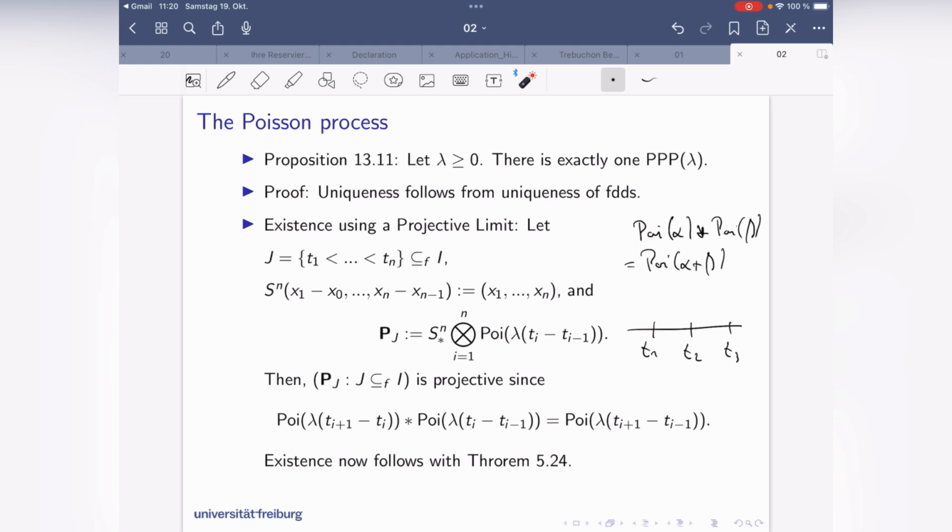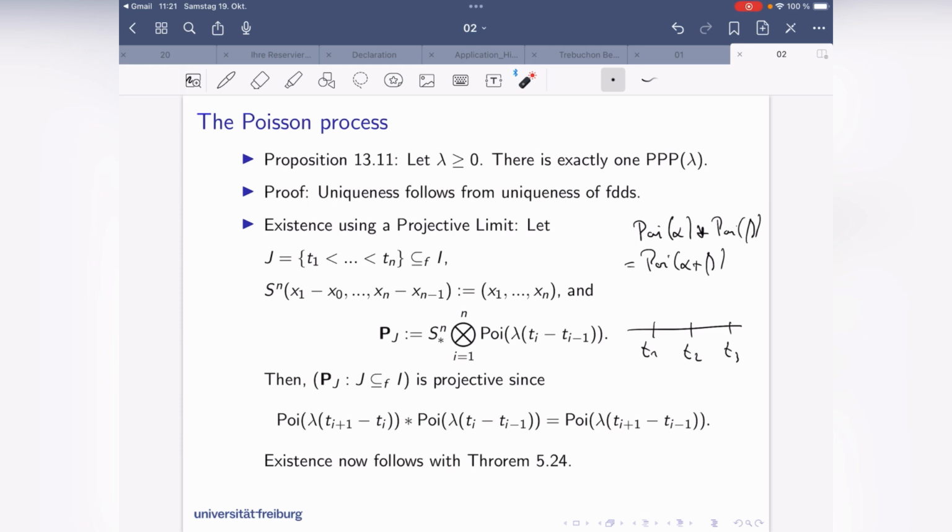So formally, what do I have to do? I have a J, a finite index set in my index set. I have to define the finite dimensional distributions. And what's that? Well, I take these Poisson increments here and I make the convolution.